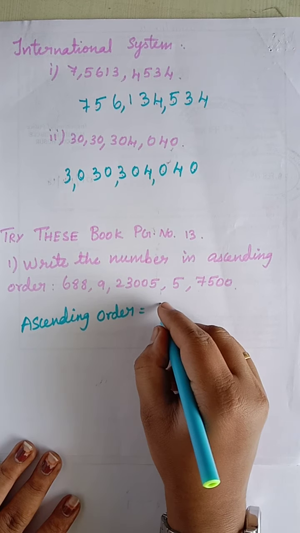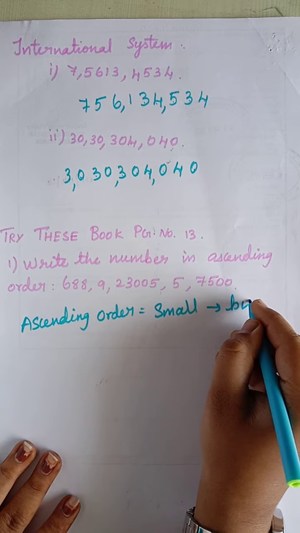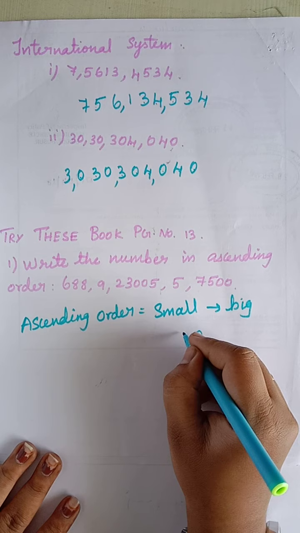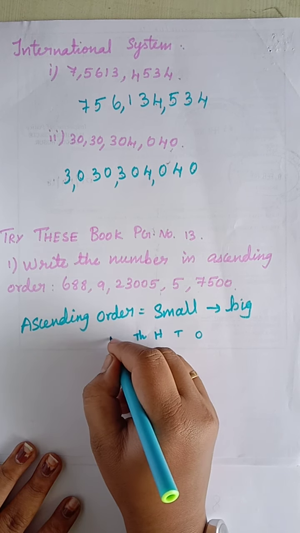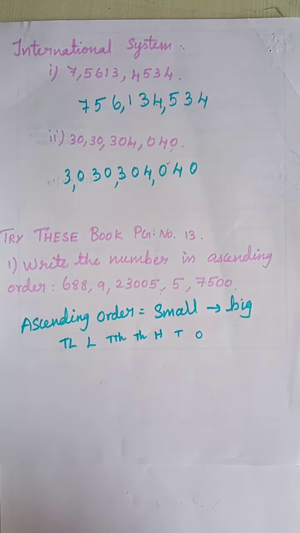Ascending means small to big, isn't it? Yes. Okay, now how can we write it? First we can write the place value chart here: ones, tens, hundreds, thousand, 10,000, lakh, 10 lakh. We can stop at 10 lakh.